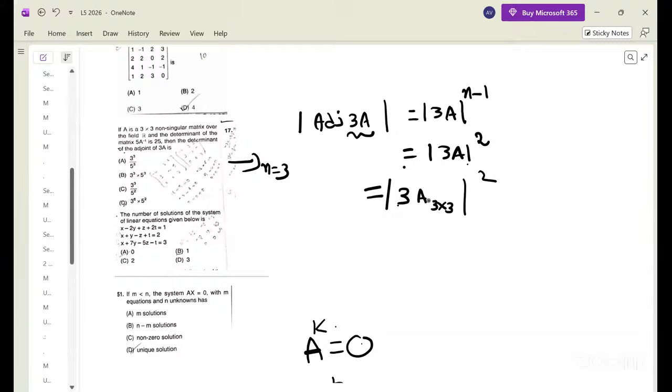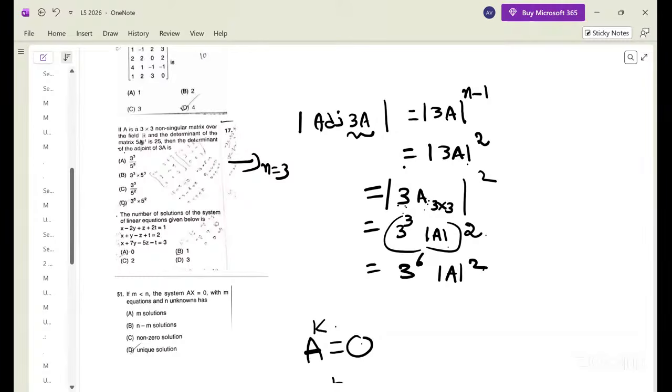First we will calculate what this is. You know, this is in the form det kA. What is det kA? In the beginning I told you, k power n into det A. Very important: det kA is k power n, where n is the order of the matrix, into det A. Whole square. Be careful here. Most of the students will write 3 into det A. So be careful. This is in the form det kA: k power n, n is 3, into det A, whole square. Now 3 power 6 into det A squared. So we have to calculate det A now.